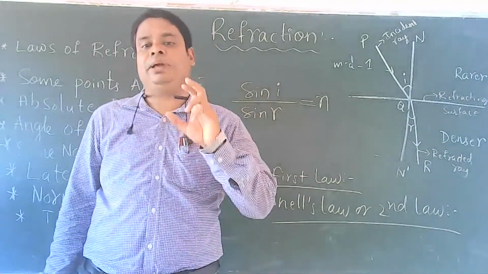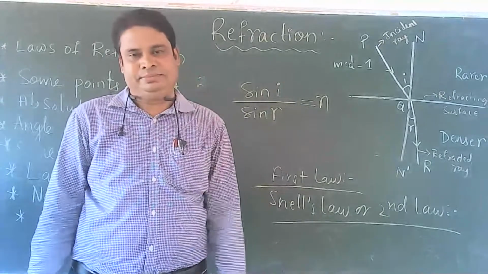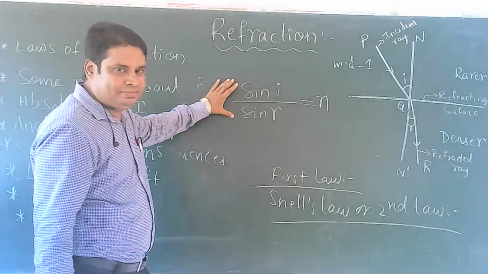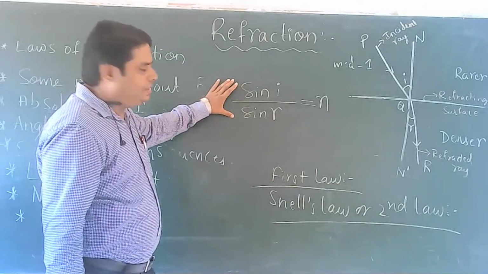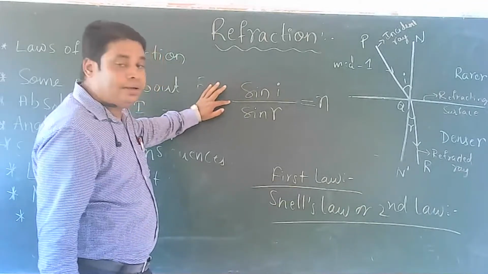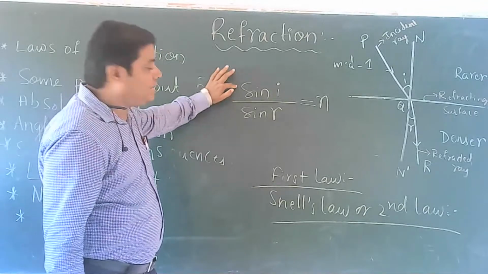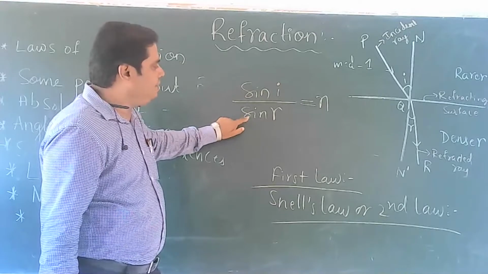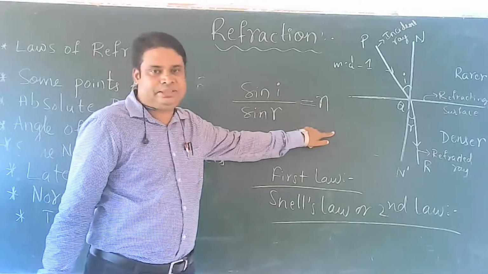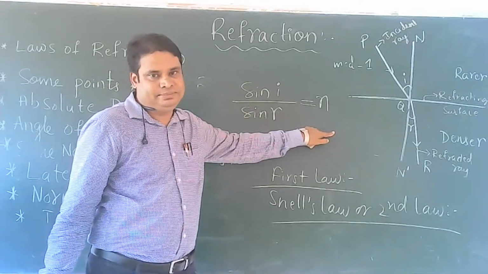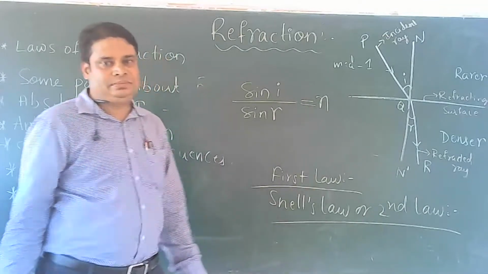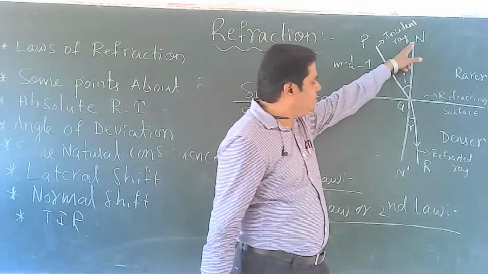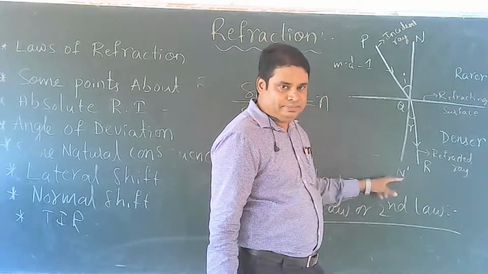For a given pair of media, for a given color or wavelength, whatever. Let me repeat the second law. According to the second law, the ratio of sine of angle of incidence to sine of angle of refraction is a constant for a given pair of media and a given wavelength. This is called Snell's law. Here, this is the normal. N dash is the normal.